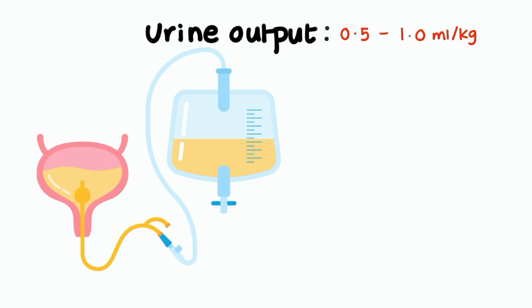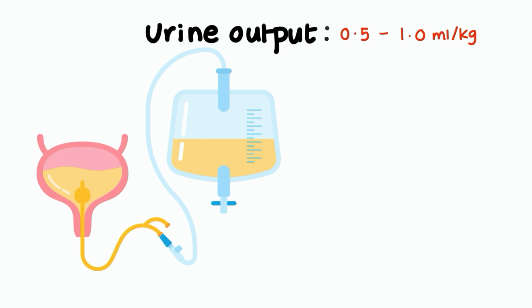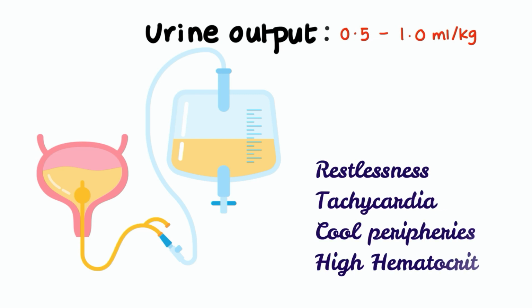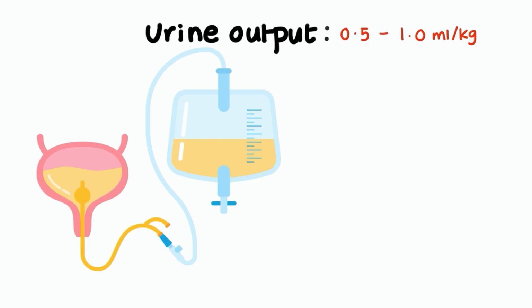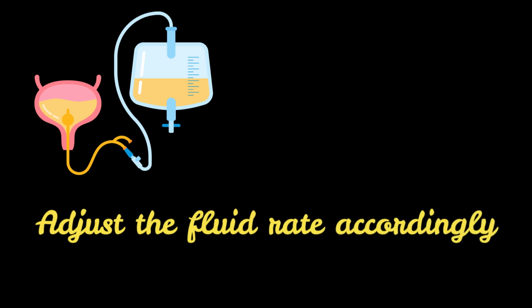If the urine output is below this, meaning that is less than 0.5 milliliters per kilogram body weight per hour, the infusion rate should be increased. If the urine output is inadequate and the patient is showing signs of hypoperfusion, that is restlessness with tachycardia, cool peripheries and a high hematocrit, then a bolus should be administered. Actually, the fluid rate that a patient requires depends on the severity of the injury. If the target urine output is not reached with the initial resuscitation rate, the fluid rate should be increased until the urine output is appropriate.